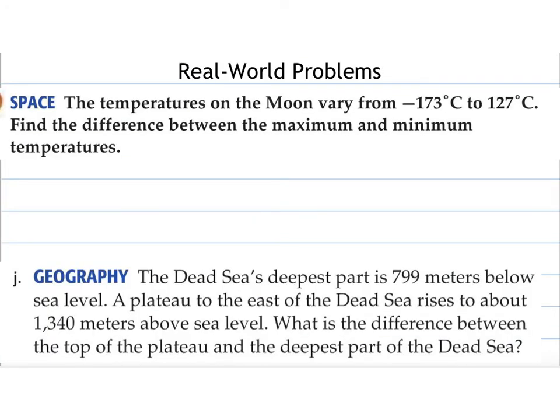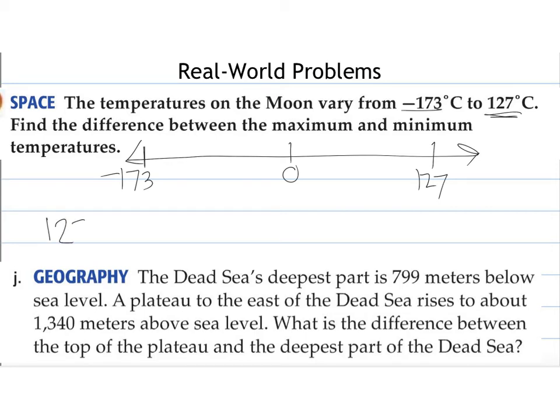The temperatures on the moon vary from negative 173 degrees Celsius to 127 degrees Celsius. Find the difference between the maximum and minimum temperatures. If we are just picturing this on a number line, here's 0, negative 173, and 127. That is a humongous difference. So we want to know what's the difference. So we're going to take 127, because we're going to take our maximum and subtract the minimum. So 127 minus negative 173.